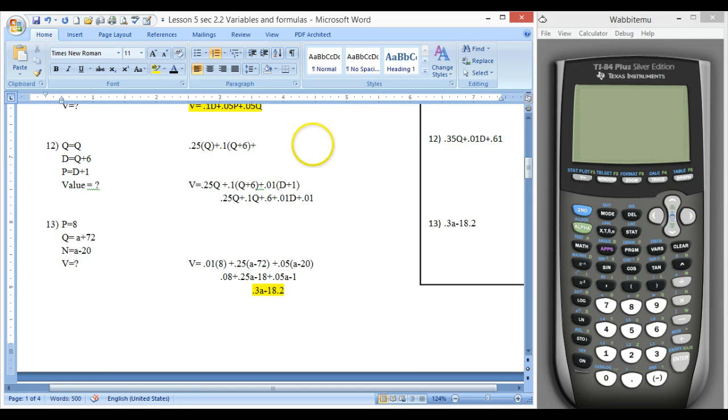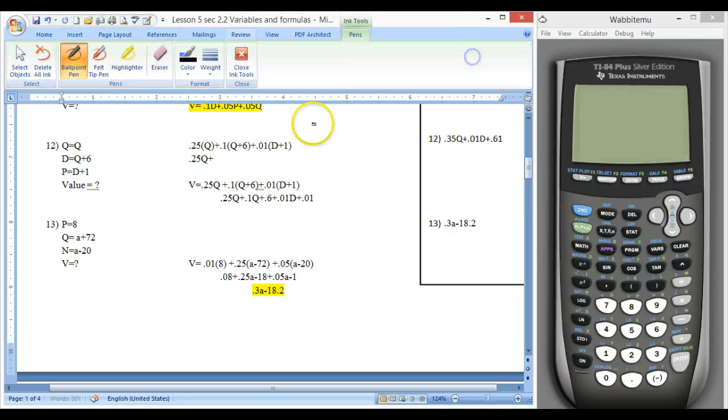Now I'm going to add pennies. Pennies are valued at 0.01. 0.01 times how many pennies I have? I don't know. I just know it's one more than the dimes. So I'm going to put D plus 1 and close the parenthesis. There we go. That's the value. But I do need to simplify a little bit. 0.25 times Q is 0.25Q. Now the next one I can use the distributive property.